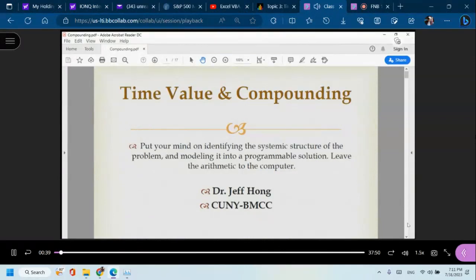Time value, you might think this is a new concept, but actually it is not, because we all understand there is value associated with time. In other words, compounding is a process that clearly indicates there's a trade-off between today's $10,000 and the future value of today's $10,000.